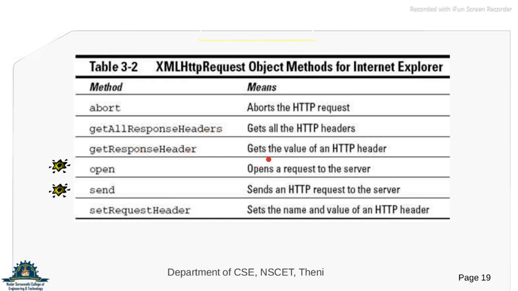Next thing is getting the value of the HTTP header. So getResponseHeader is for a single header and this is for multiple headers. And next thing with open, and next thing with send, and finally with setRequestHeader. So here you can look at set and get. Here you are getting the response header. Consider you are a client, so you are getting the response header. Here as a client, you are setting the request header. Okay, both the things are different.